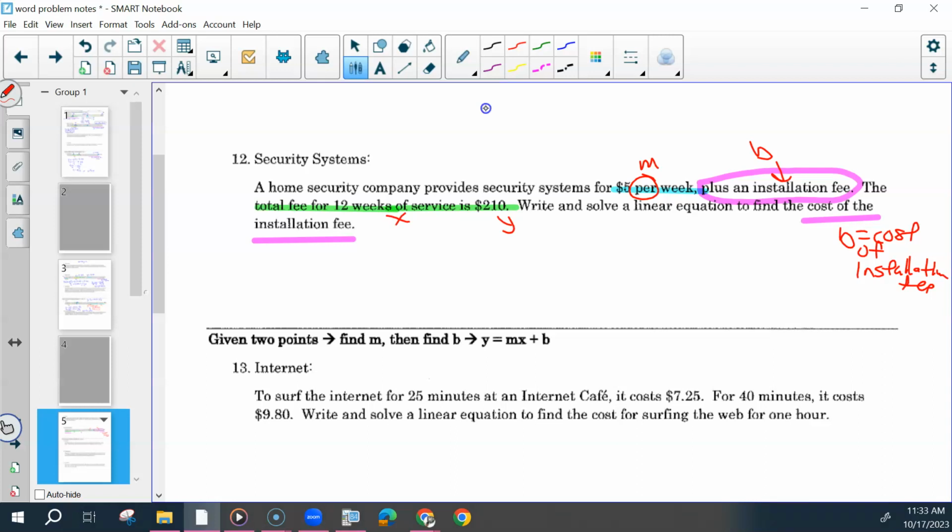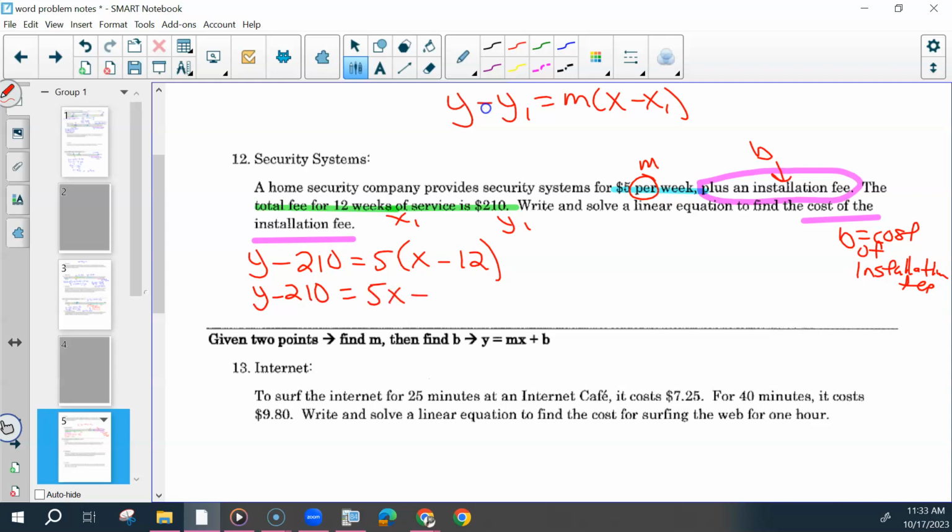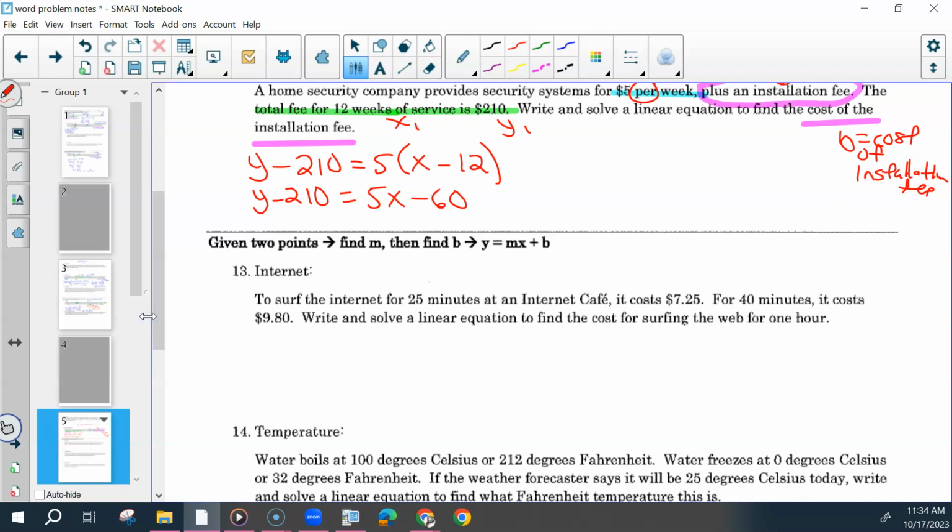Alright, so we're going to use our point slope again. I'm going to write it again up here if you need it. If you want to make this make more sense, change that to X1 and Y1 so you don't put it in the wrong spot. So we have Y minus our 210 equals our slope of 5 times X minus our X1, which is 12. Okay, distribute. And add 210 to both sides.